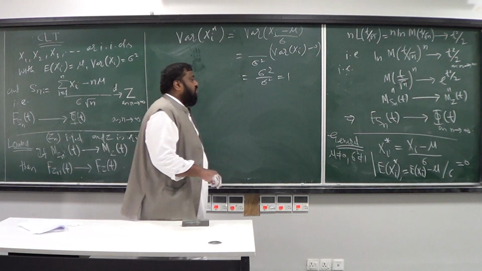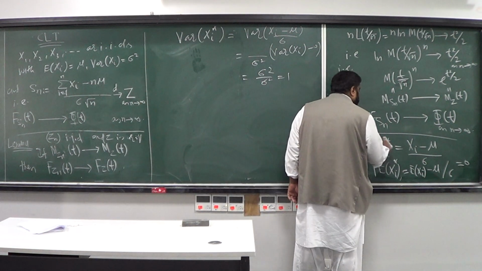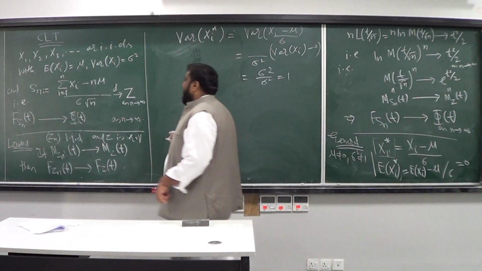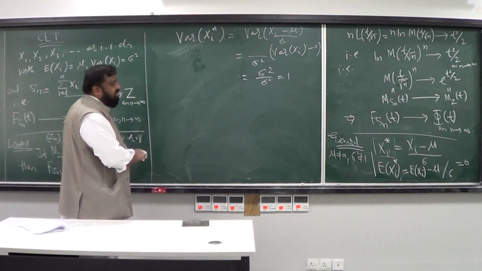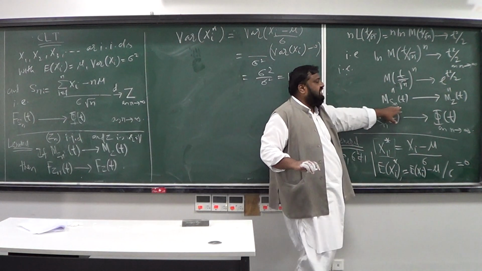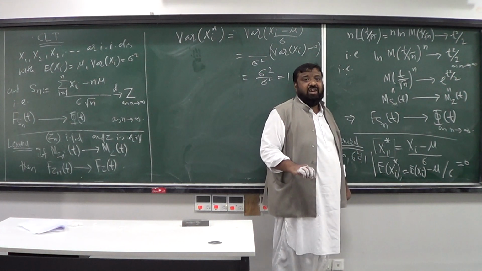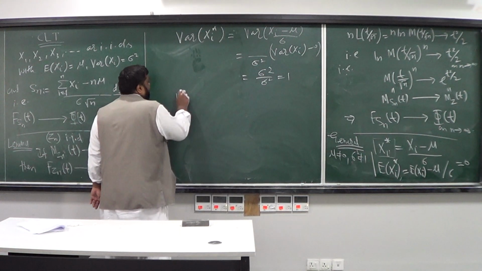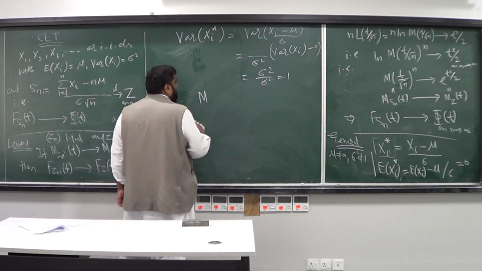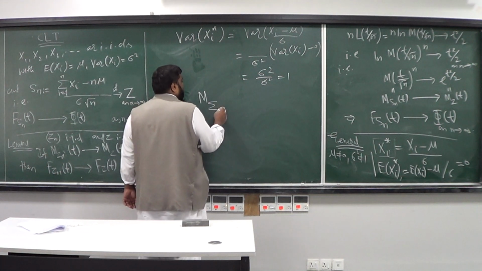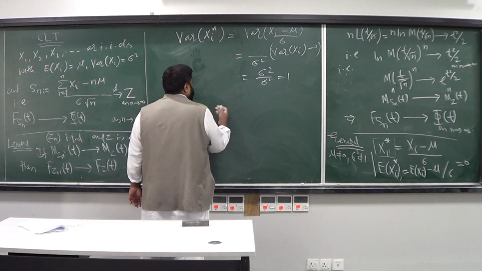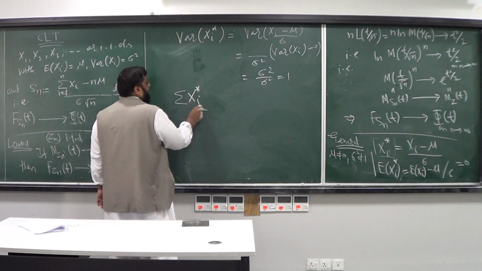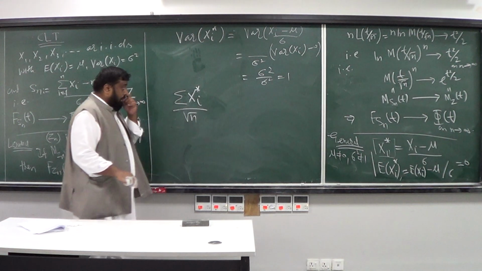We have already proved the central limit theorem for such random variables which have mean 0 and variance 1. So, in other words, if I take the moment generating function of the sum of xi star, or maybe I do this calculation before, let's calculate the sum of xi star divided by the square root of n.